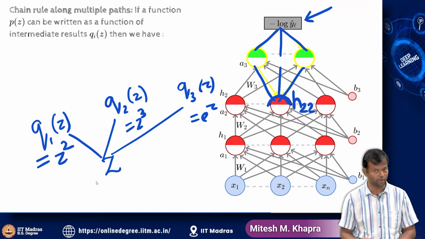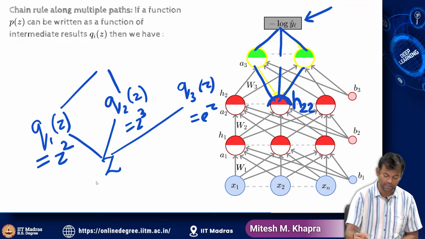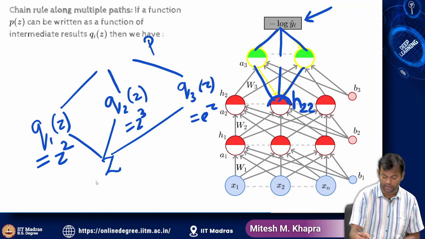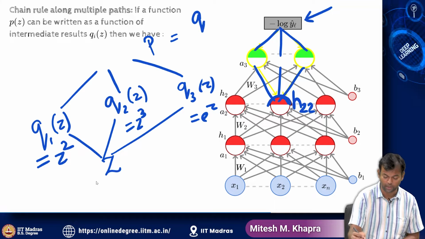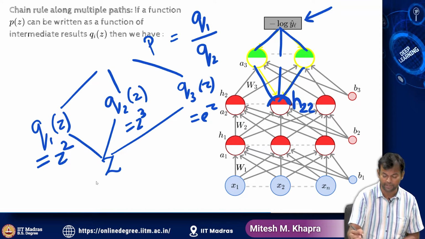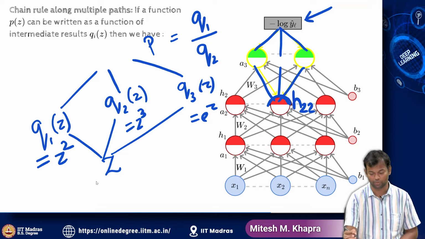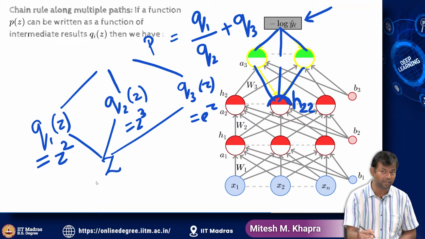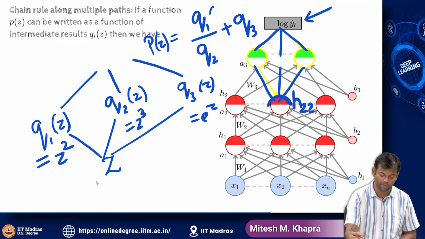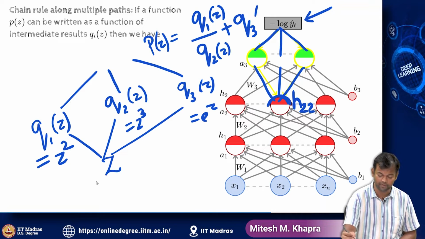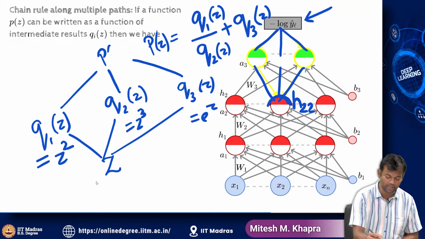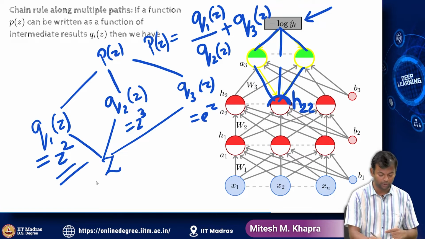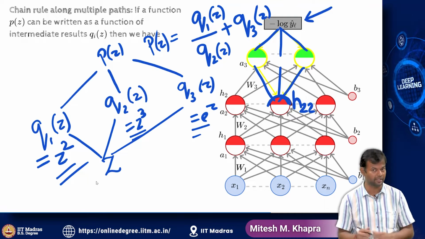So all of these are functions of z, and then using these three as inputs, I am computing some p, and suppose that p is just q1 divided by q2. I'm just not writing the (z) in the bracket, to avoid it being cumbersome to write. And now, is p a function of z? Yes, it is a function of z. Why? Because q1 is a function of z, q2 is a function of z, q3 is a function of z. So this p is also a function of z because it has been computed using quantities which in turn were computed using z. So I have this kind of a situation.